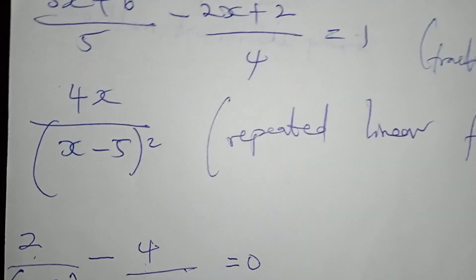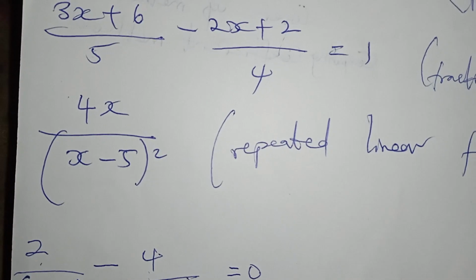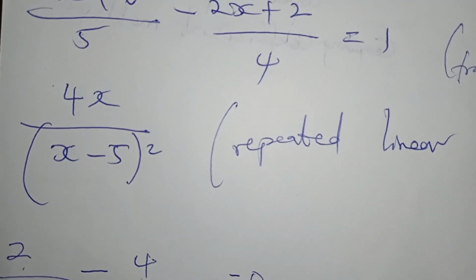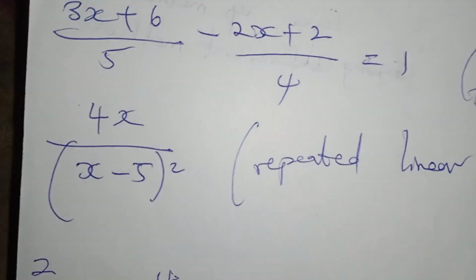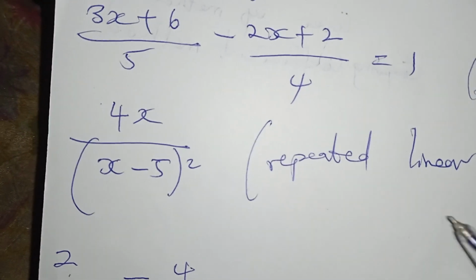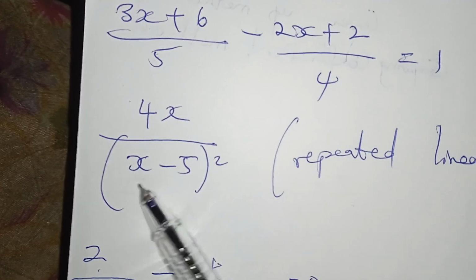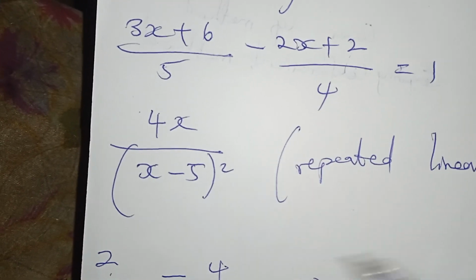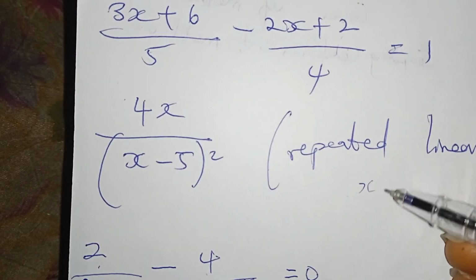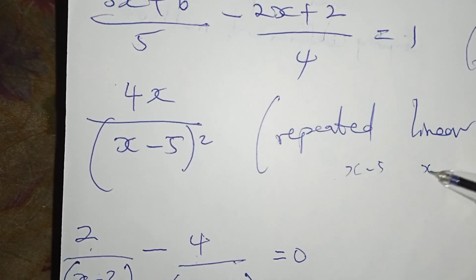So this is the question. It says 4x all over (x minus 5) raised to power 2. So this is a repeated linear factor. You can see that what is inside here is a linear expression, and this raised to power 2 is a repeated linear factor, which means that this is (x minus 5)(x minus 5).